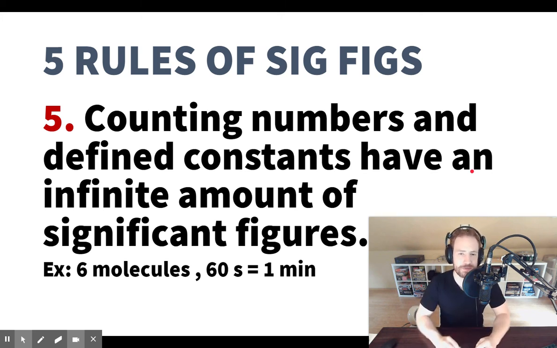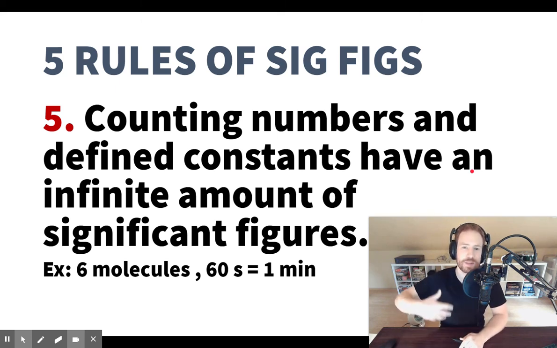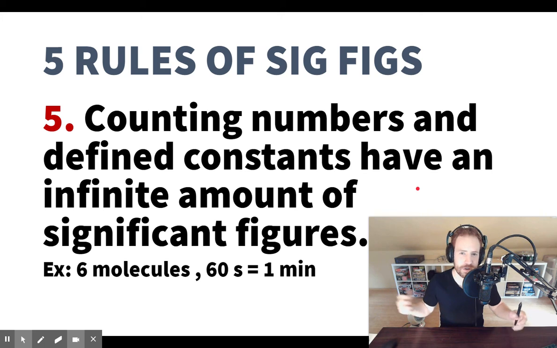Same for defined constants and defined conversion factors. So like when we say there's 60 seconds in 1 minute, there's not 59.8. There's not 60.002. There are 60 seconds in 1 minute. That is a definition within our mathematical and measurement system. And so we say that has infinite sig figs, or the rules of sig figs don't apply.